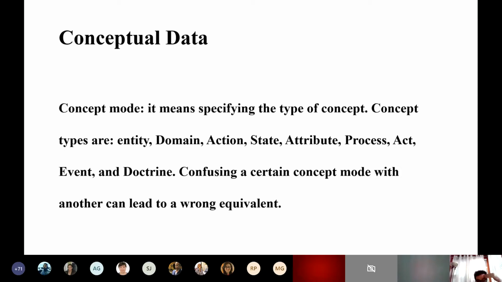Then we have the concept mode. It means specifying the type of concept. And this is very important. We have several types of concepts: entity concepts, domain concept, action, state, attribute, process, act, event. And confusing them can lead to wrong equivalence. For example, like competition and competitiveness. Competition is an act concept, while competitiveness is an attribute concept. So if we fail to see this, we will produce wrong equivalence.